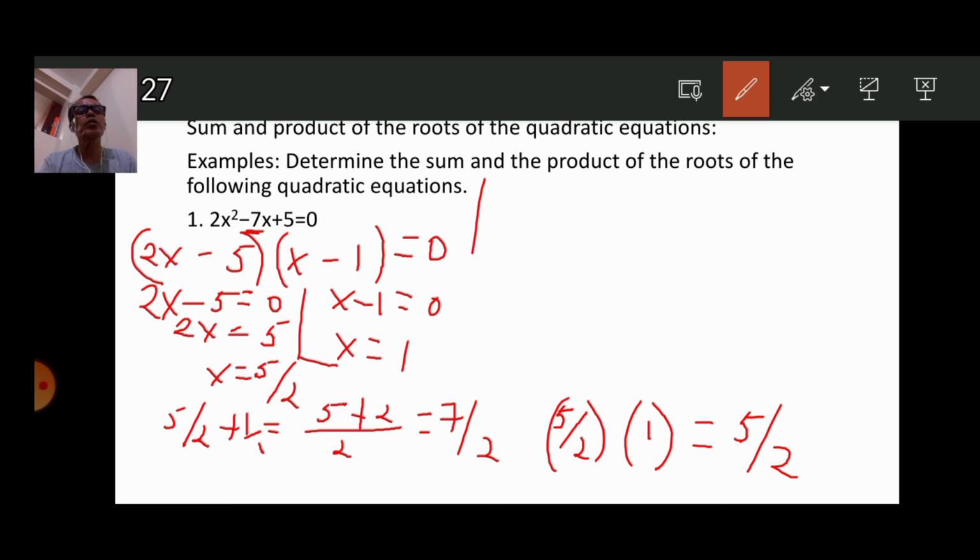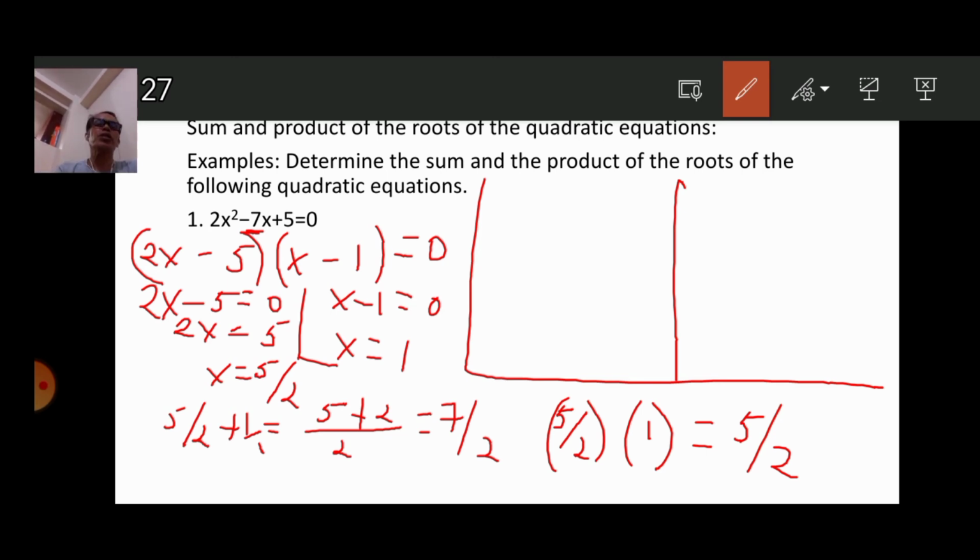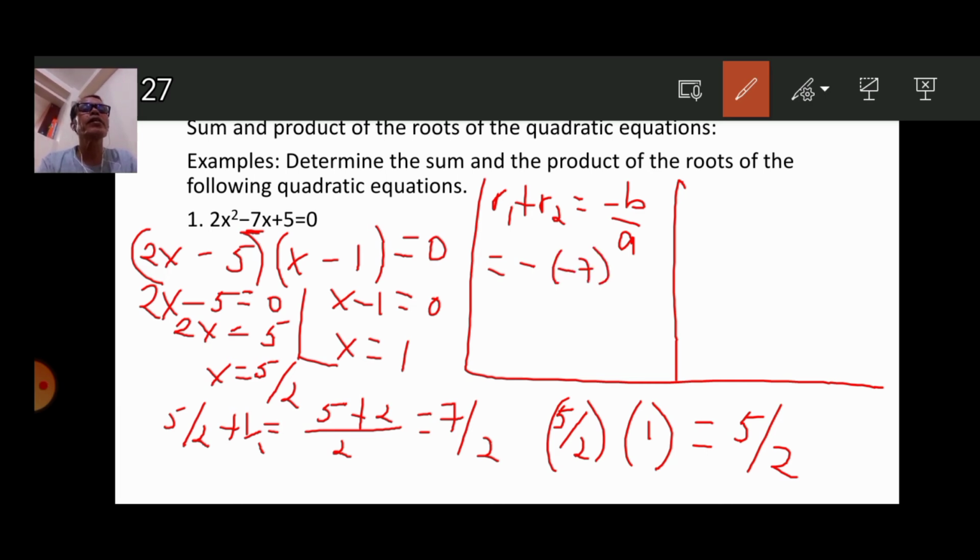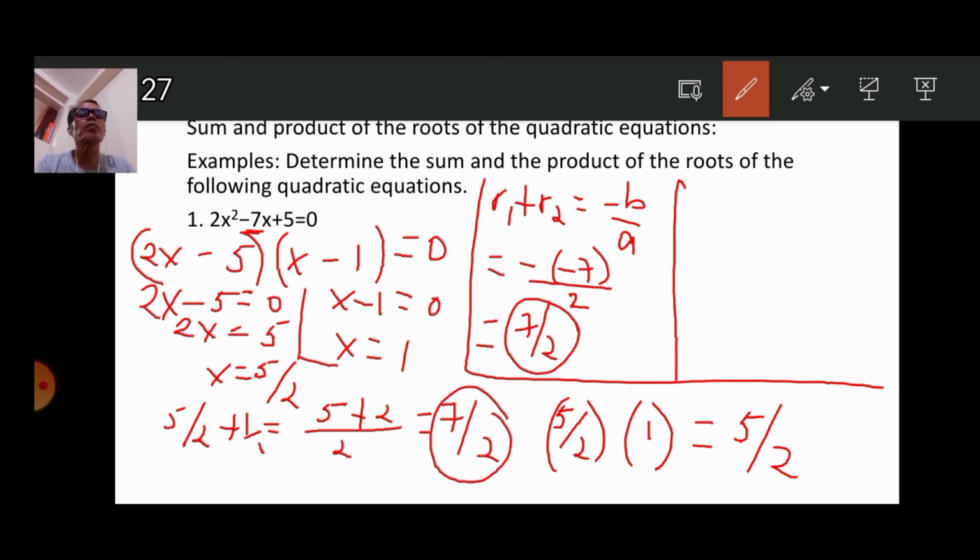Okay, we are going to check using the formula. In adding roots, the formula is r sub 1 plus r sub 2 equals negative b over a. B is equal to negative 7 and a is equal to 2. So, r sub 1 plus r sub 2 is negative times negative 7 is positive 7 over 2. So, you have the same answer.